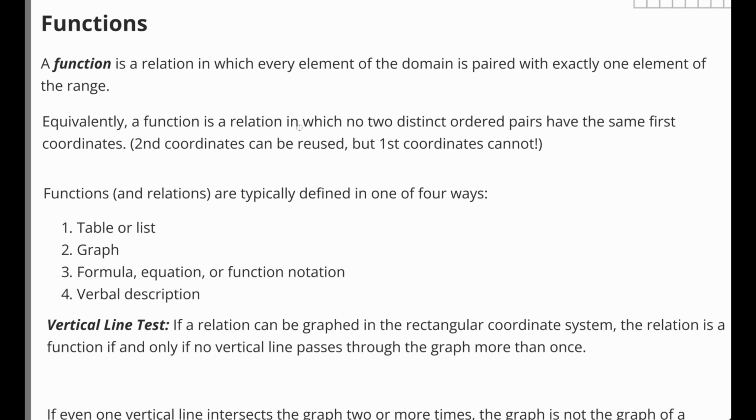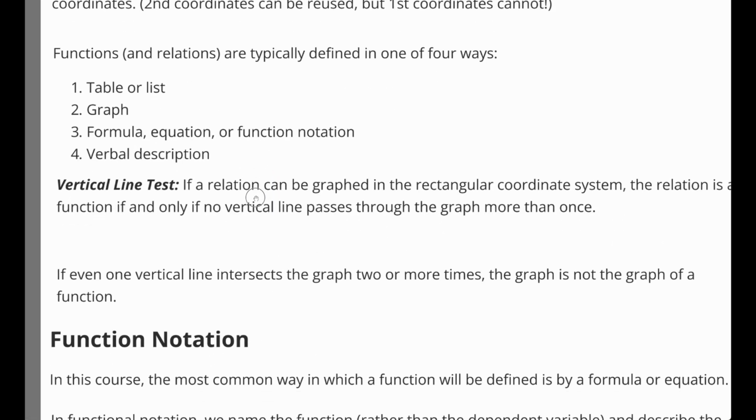Equivalently, a function is a relation in which no two distinct ordered pairs have the same first coordinates. The second coordinates can be reused, but the first cannot. We're going to show examples of that as well. Functions and relations are typically defined in one of 4 ways: a table or a list, a graph, which we already graphed, a formula, which I showed you before, and then a verbal description.